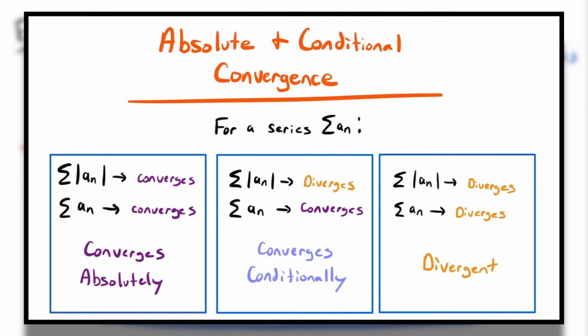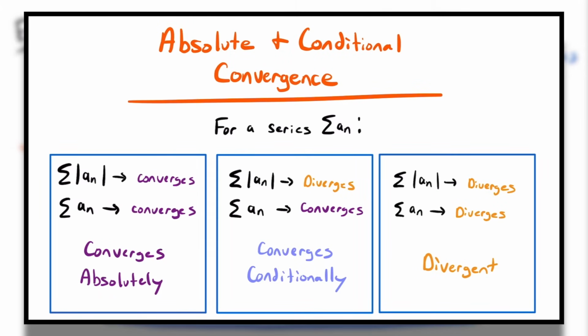And so to summarize everything we just went over, this is what you need to know about absolute and conditional convergence. For an infinite series, where we have the sum of a sequence a sub n, that series will converge absolutely if both the original series and the series where we have the absolute value of a sub n converge. Right? If both of those converge, then our series converges absolutely. However, if the original series converges, but the series where you have the absolute value of a sub n diverges, then your series converges conditionally. And then if both of those series diverge, then of course you just have a divergent series. It doesn't converge at all. There are no conditions for which that series will be convergent.